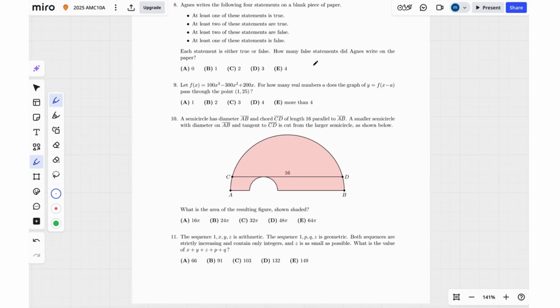So here, this is a really interesting logic question. So we can just think about this last statement here. If this one is false, then that's a paradox, so this one must be true. So then this is obviously true, and this is true. So this means that this is false, and so there's one false statement here.